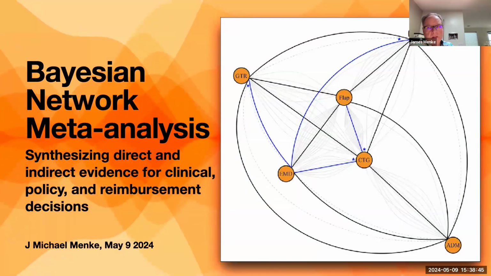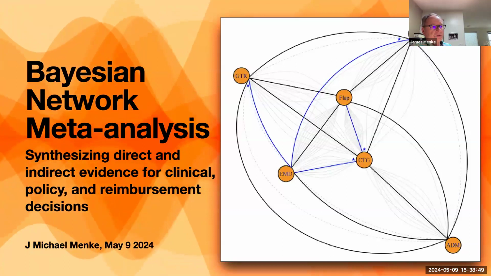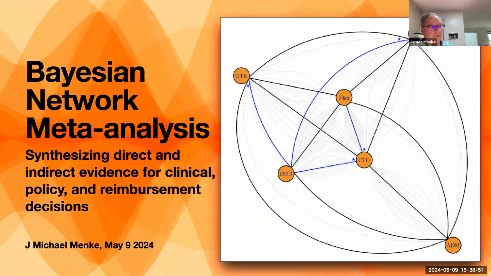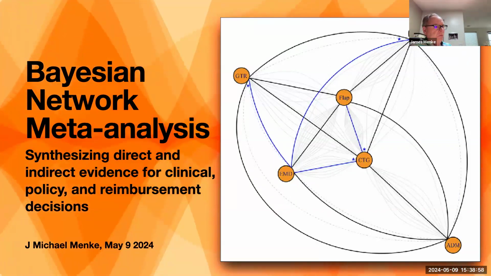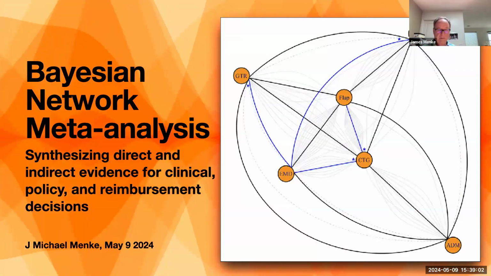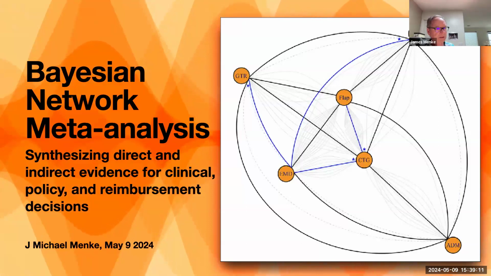Anyway, as I said, this is a figure that shows how many trial arms are comparing each of these 6 treatments. This is an unusual type of network diagram. I'll show you more commonly what they look like. So we're looking at Bayesian network meta-analyses. Last week we looked at the frequentist version of a network meta-analysis.